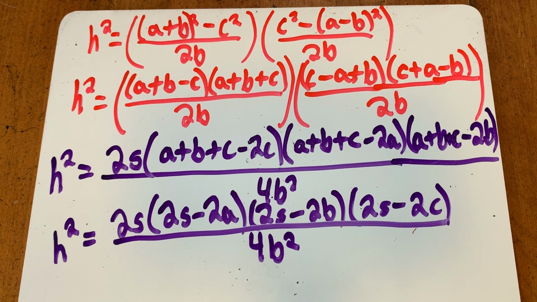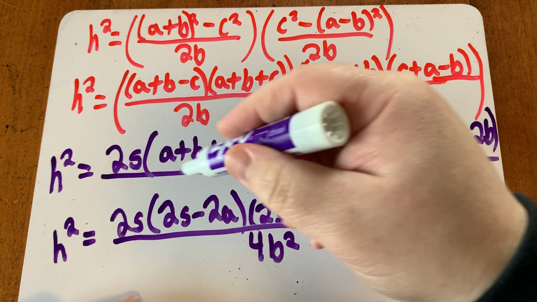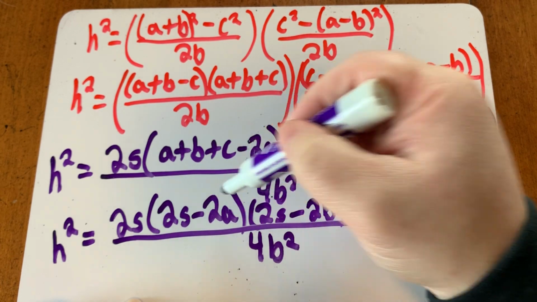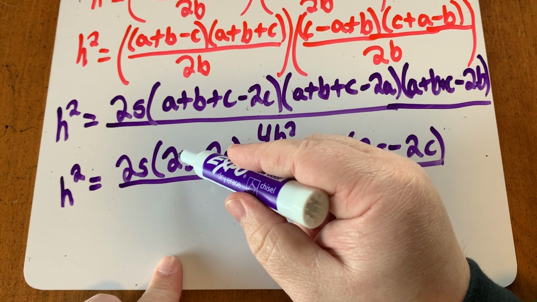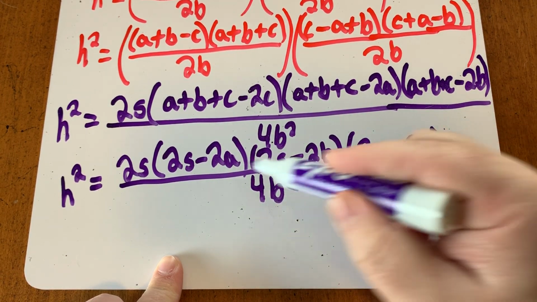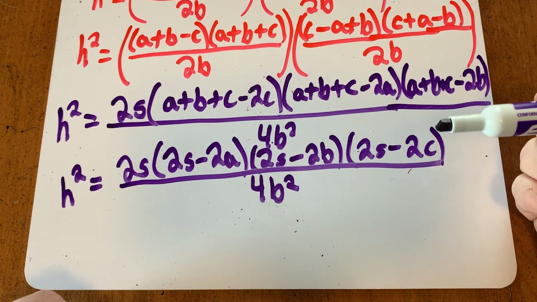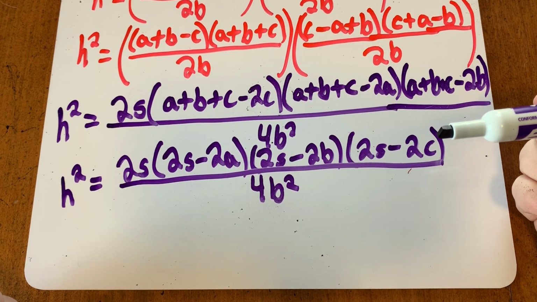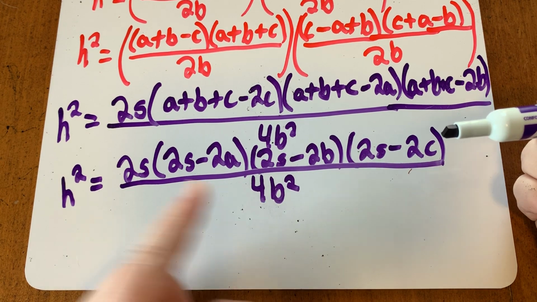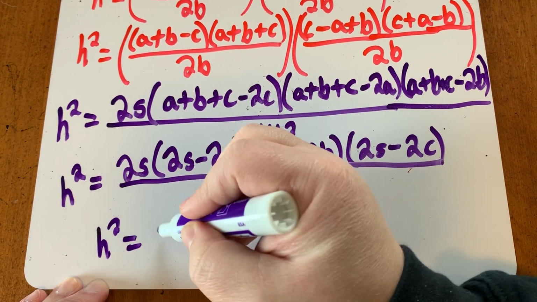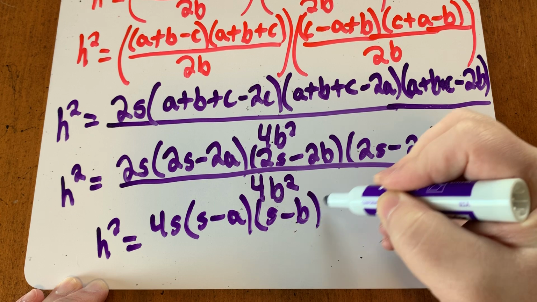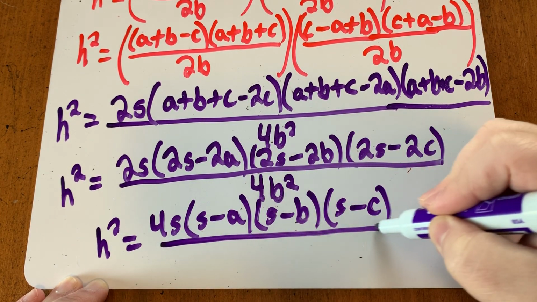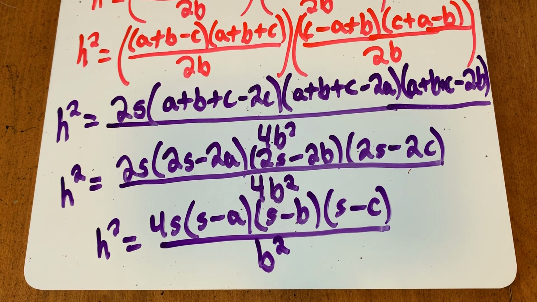All right. So, wait a minute. There's a 2 here. We could factor out 2 from there, 2 from there, 2 from there. So if we factor out the 2 from here, 2 from here, 2 from here, with that 2, that's 4 2's total. 2 to the 4th is 16. But 16 divided by 4 is just 4. So h squared equals 4s times s minus a times s minus b times s minus c all over b squared. All right, so that's h squared.